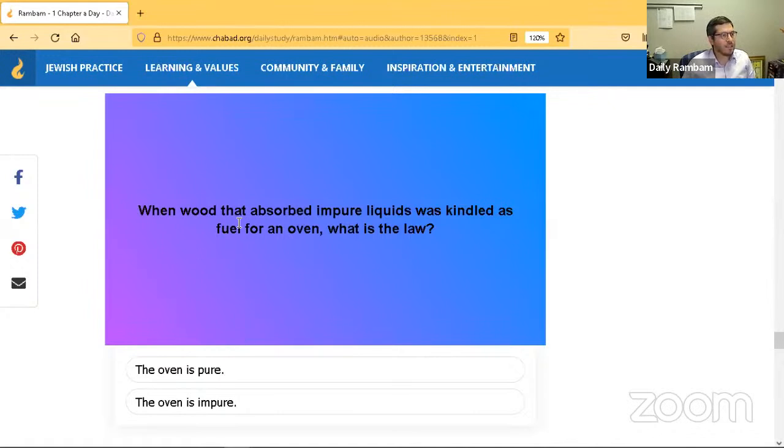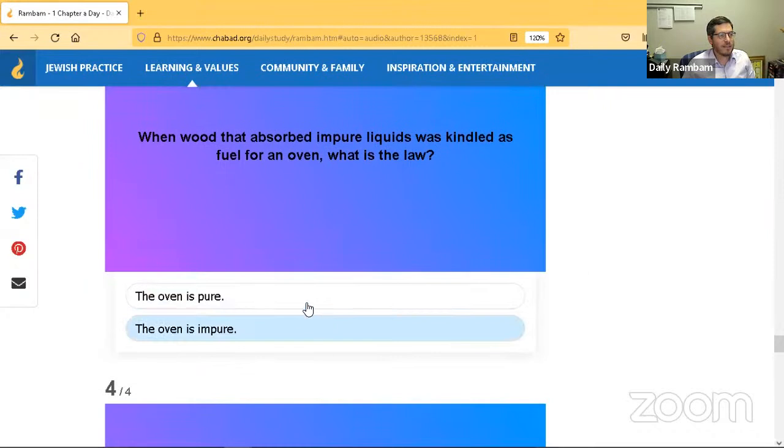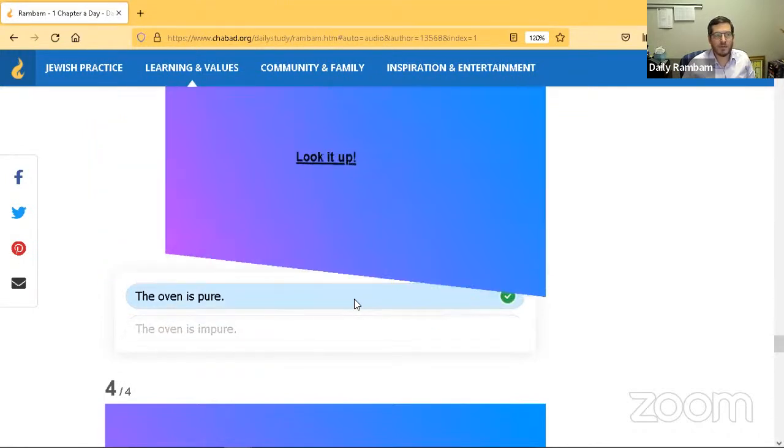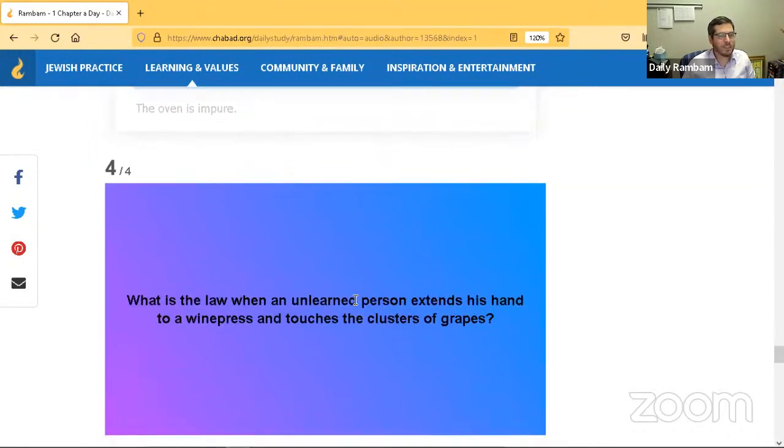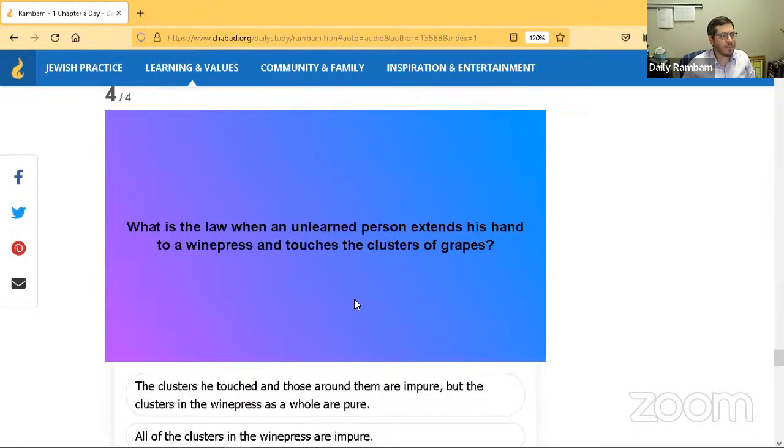Okay, when wood that absorbed impure liquid is kindled as fuel for a fire, what is the law? The oven is pure, or the oven is impure? Oven is pure, right? Because even though there's a liquid, we said it's completely considered secondary to the wood, and we're not concerned that it transfers that impurity.